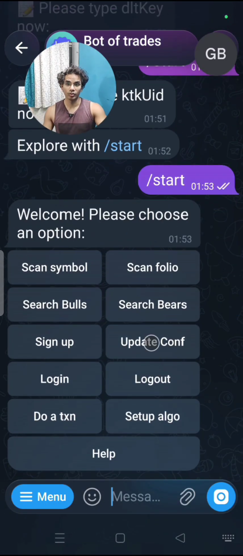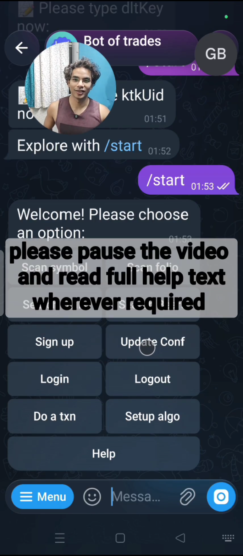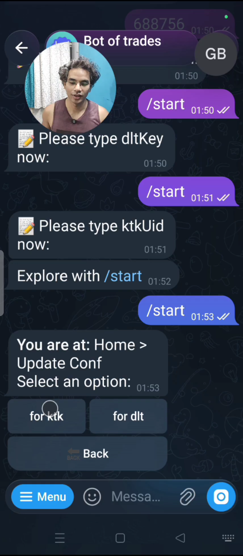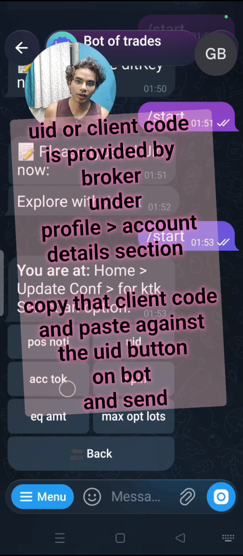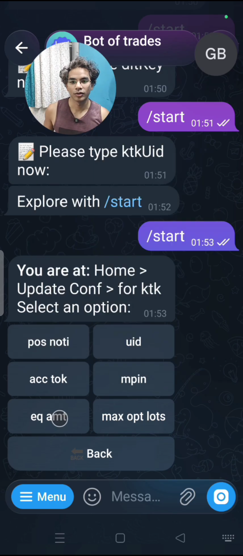So every time you update one setting, you have to come back to the start and do it again for the rest of the things. So let's say you did set UID earlier, and then you have to do access token and then separately for MPIN. And this equity amount is for doing the equity trading.